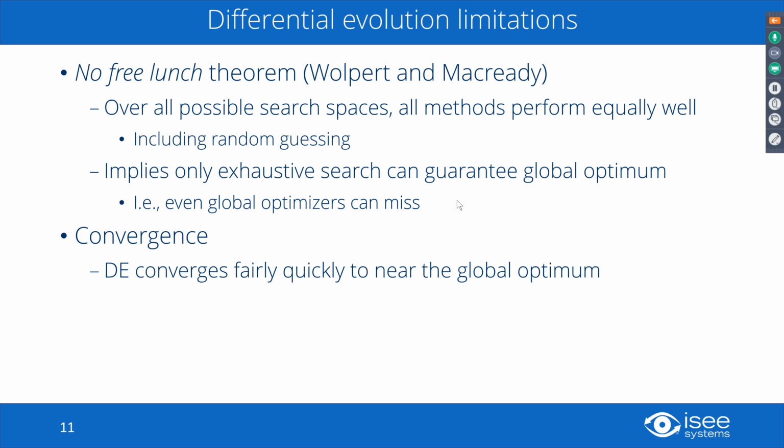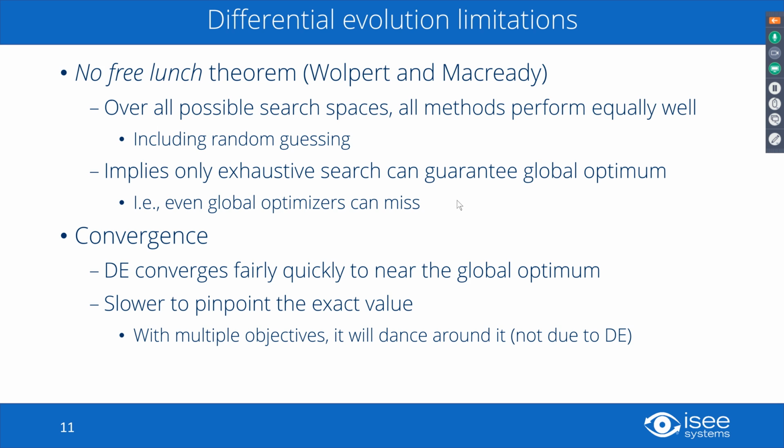Convergence is also a limitation to an evolutionary algorithm. DE converges fairly quickly to near the global optimum, but then you have to run a little while longer to actually get exactly there if you want to. It's very slow to pinpoint an exact value. When I say slow, I'm saying relative to, say, Powell. Powell just, bang, goes right to it. And with multiple objectives, you have another problem with algorithms that use non-dominance. It's not really DE, they will end up dancing around it. So you may think it's still changing, and so it hasn't converged, but it's as far as it's going to go.